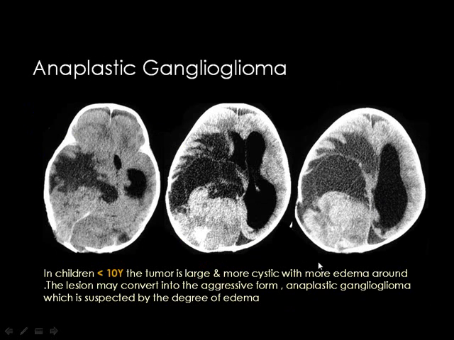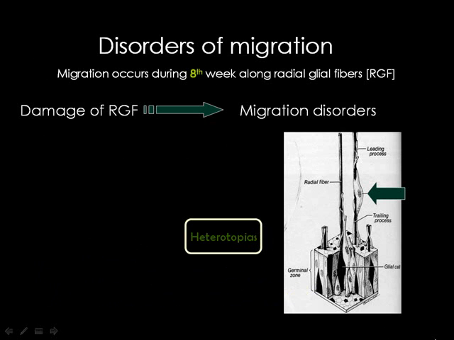Then you can reach this diagnosis if you see this criteria: a huge tumor in the pediatric age group, especially in the first year of life, or in children below the age of 10 years, with a large cystic component and an extensive form of edema around the tumor. You can suspect the diagnosis of anaplastic ganglioglioma, which is considered the malignant form of the more benign lesion, ganglioglioma.